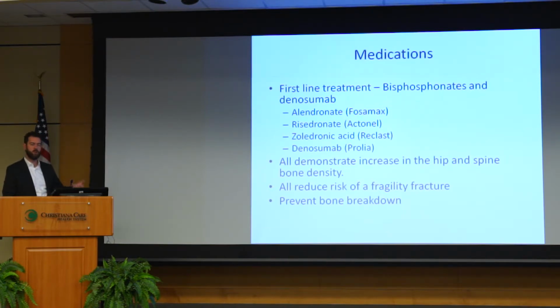It still works by preventing bone from being broken down, but it's a different class of medication in how it prevents that. But all of these medications are indicated as first-line treatment because they do two things that we look for in a good osteoporosis medication. They increase bone density at the hip and spine. They've been shown to do that in multiple very large trials. And most importantly, they reduce fracture risk at both the hip and spine. And we'll see in a second that not all treatments do that equally. And again, they work by preventing bones from being broken down.